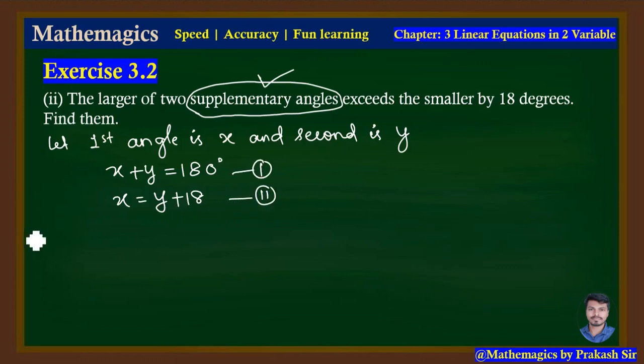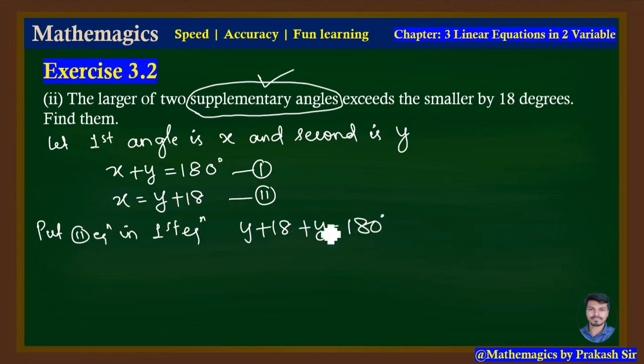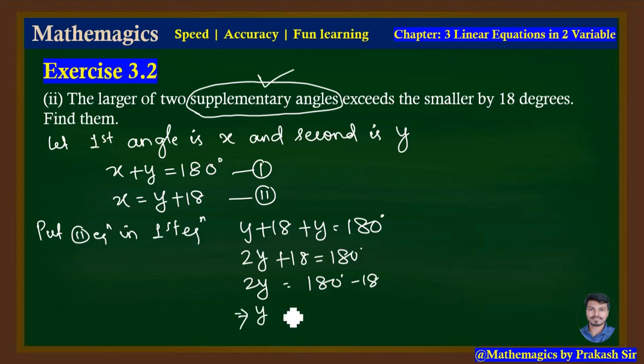So let us put the second equation in the first equation. So what will we get? x is equal to y plus 18. So according to the question, y plus 18 plus this y is equal to 180 degrees. So y plus y becomes 2y plus 18 is equal to 180 degrees. So 2y is equal to 180 degrees minus 18. And finally y is equal to (180 minus 18) divided by 2.